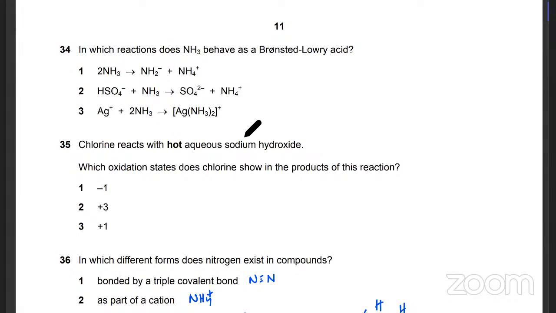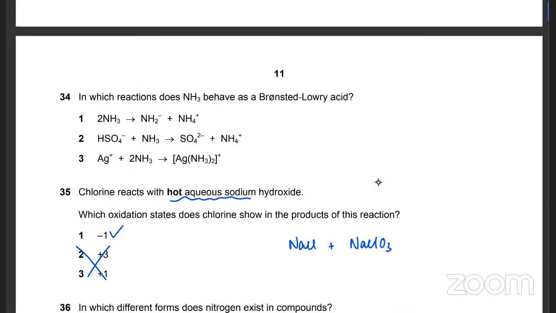Chlorine reacts with hot aqueous NaOH. Which oxidation state does chlorine show in the product? So what will happen when it reacts? What two products would be formed? Hot NaOH gives NaCl and NaClO3. So what are the oxidation states? Is -1 correct? Yes, it is -1. What's the other one? Plus 5. Okay, so that's not there. So only one is correct.